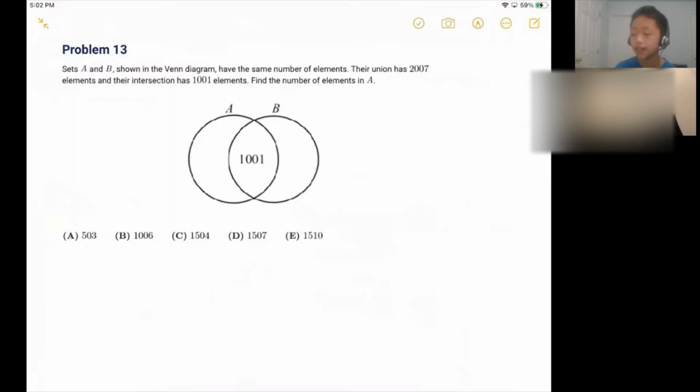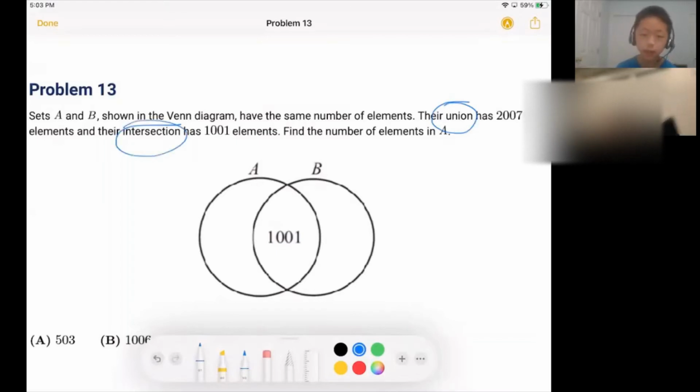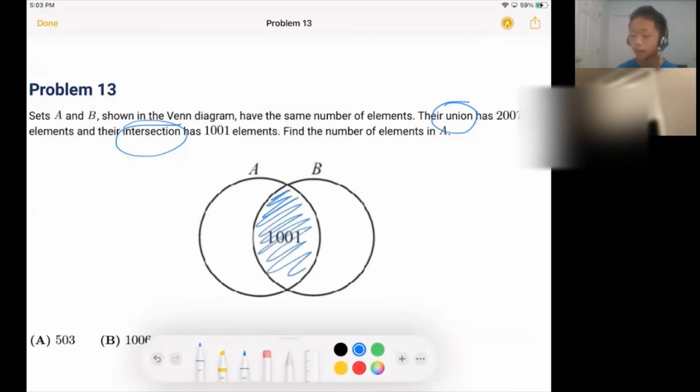So let's first define these vocabulary terms, because they might be a little confusing. Probably the two most important words in this problem are union and intersection. Intersection probably makes intuitive sense. If you have two Venn diagrams, like A and B, as shown in this diagram here, the intersection is simply the region that both of the circles share. So it's this blue region here.